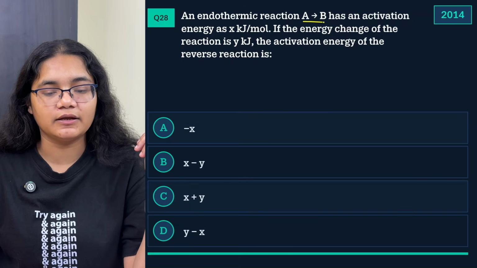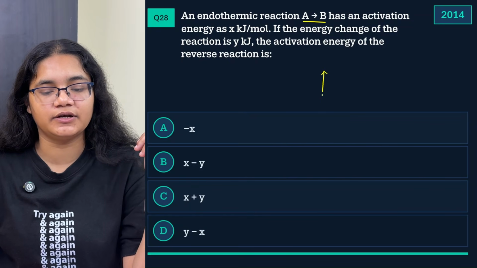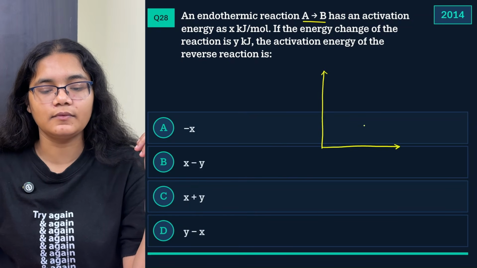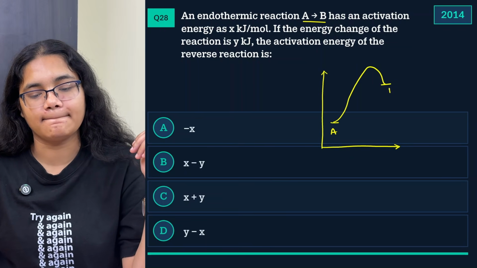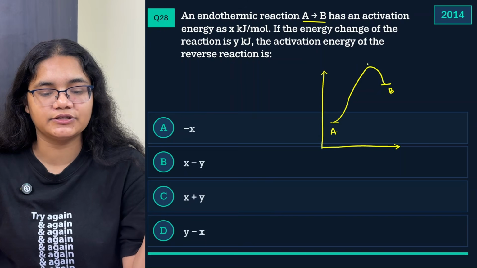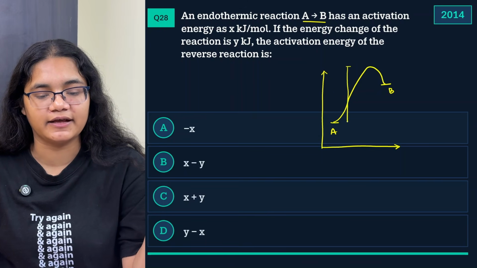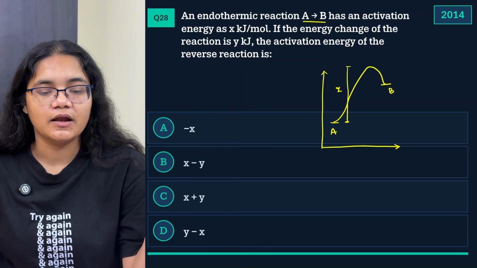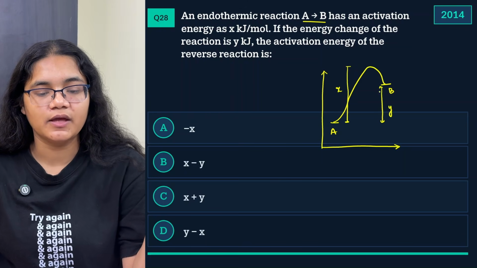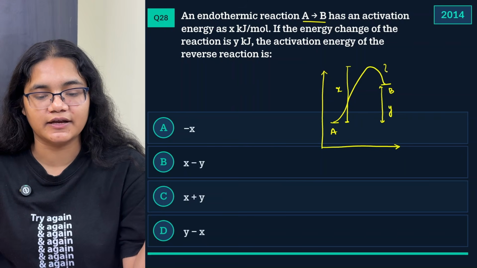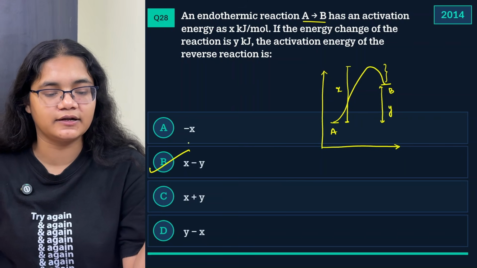Next, an endothermic reaction A to B has an activation energy of X. So now we have a reaction like this, A to B. This is an endothermic reaction having an activation energy of X. Now if the energy change of the reaction is Y, this is the energy change. Then the activation energy of the reverse reaction will be X minus Y, that is option number B here.